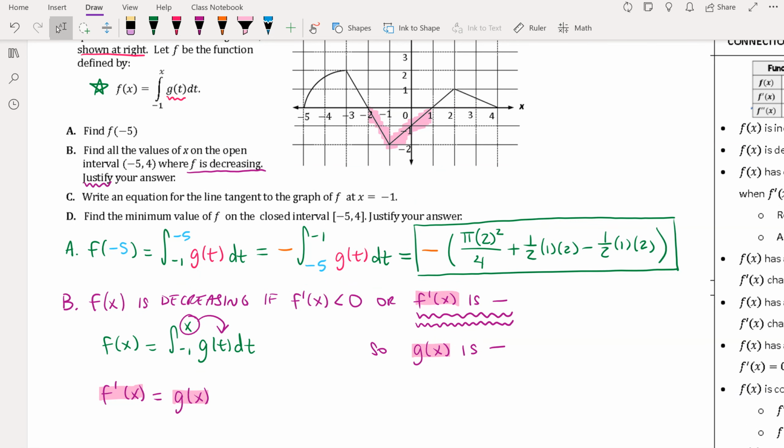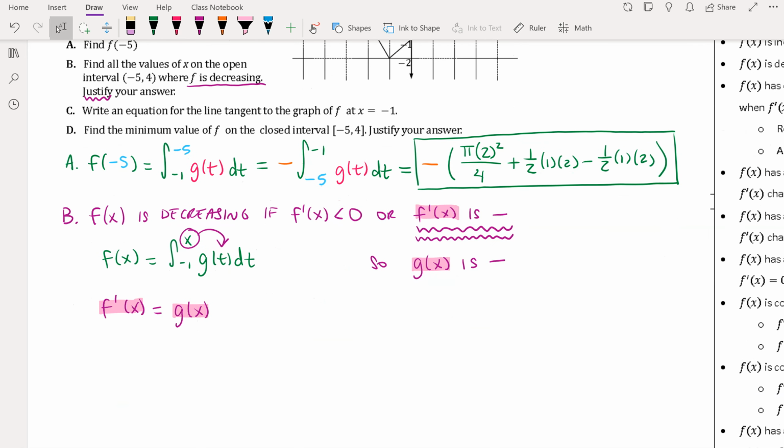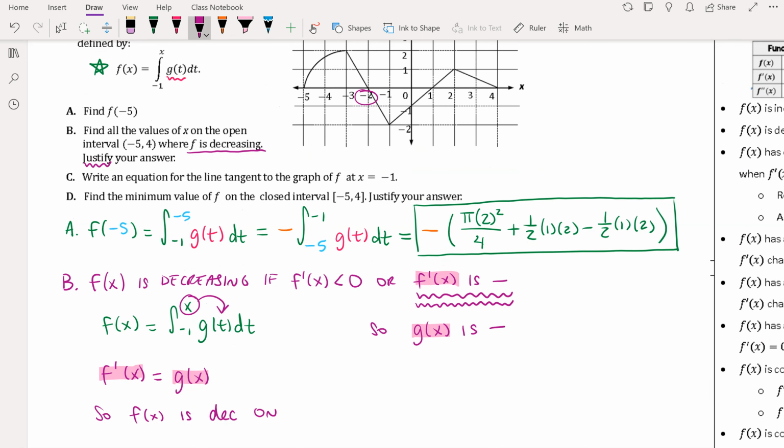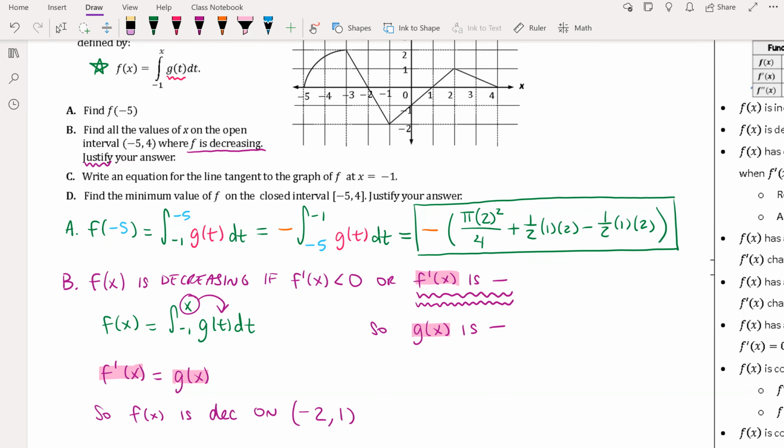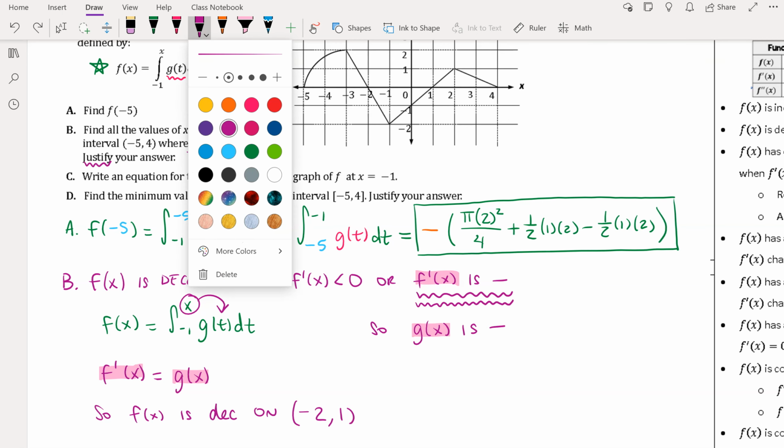So we will conclude. So f of x is decreasing on, it was negative 2 to 1. Negative 2 to 1. You could also write negative 2 is less than x is less than 1, but I like interval notation instead. Okay, sweet. Let's see if I can erase these real quick. Actually, I guess it doesn't matter. Cool. Let's move on. Let's go to part C now.